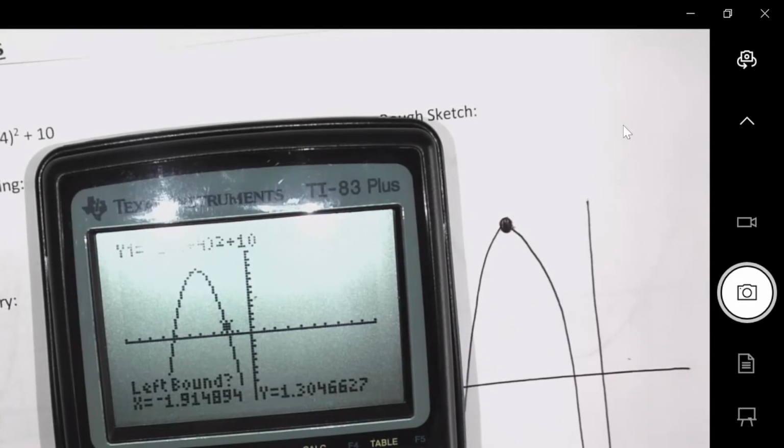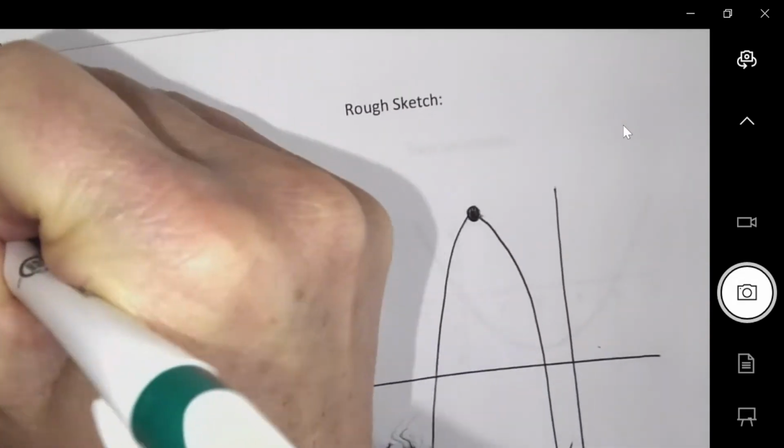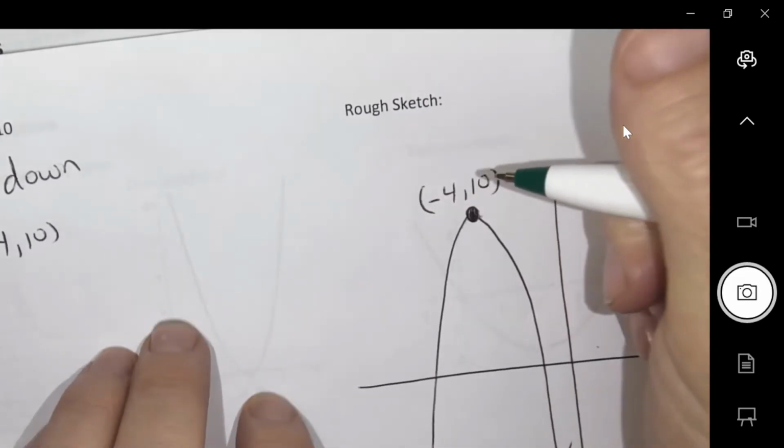Okay, you have to figure out where your mouse is. I'm going to move my mouse to the left. Okay, everyone sees where my mouse is? That's to the left. Enter. Now I've got to move it to the right, so I need to be on the right side of it. So move your mouse to the right a little bit. Enter. So now you've told your computer it's between here and here. Enter. Negative 4, comma 10. Okay, so that's the vertex.